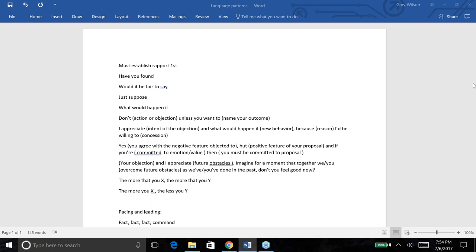Okay, and Andrew is suggesting this pattern. What would happen for you and your family if you could gain financial freedom from using other people's money through investing in rental properties? That's a good one, yeah.